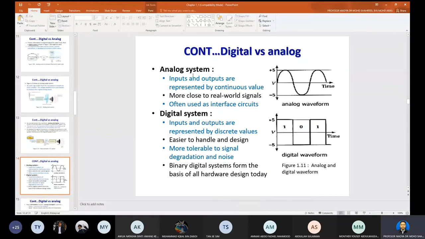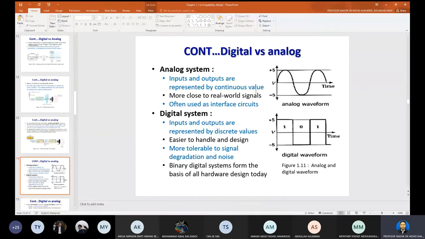So for the analog system, the input and output are represented by continuous value. That means the keyword for analog is continuous signal, continuous value, or continuous waveform. It is more close to the real world signal that I mentioned to you. For the world, we normally deal with analog. For example frequency, time, speed, we deal with analog. That's why it is more close to us, because normally the signal is analog. And then we need an interface circuit to detect the analog signal.